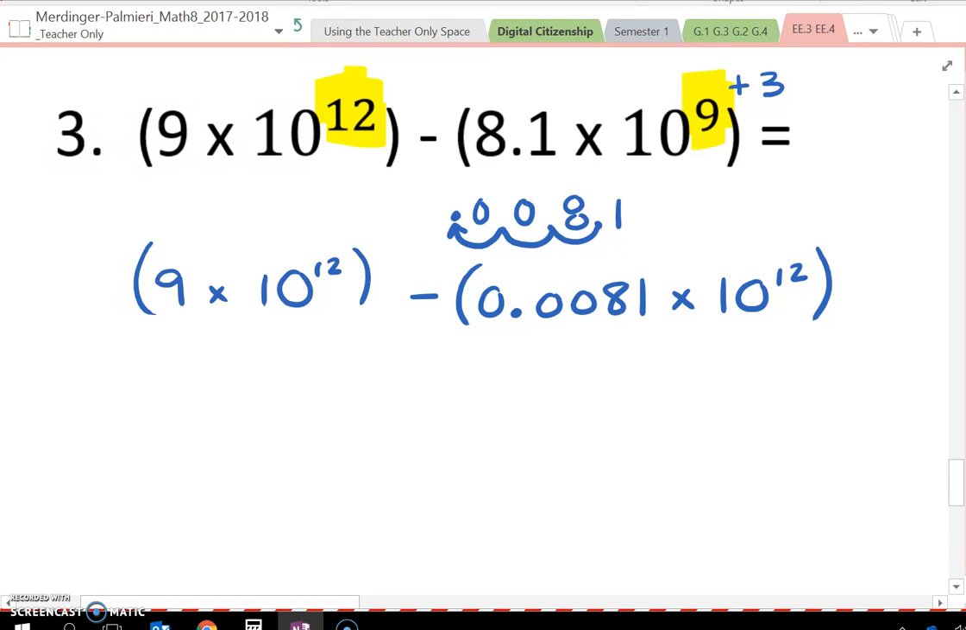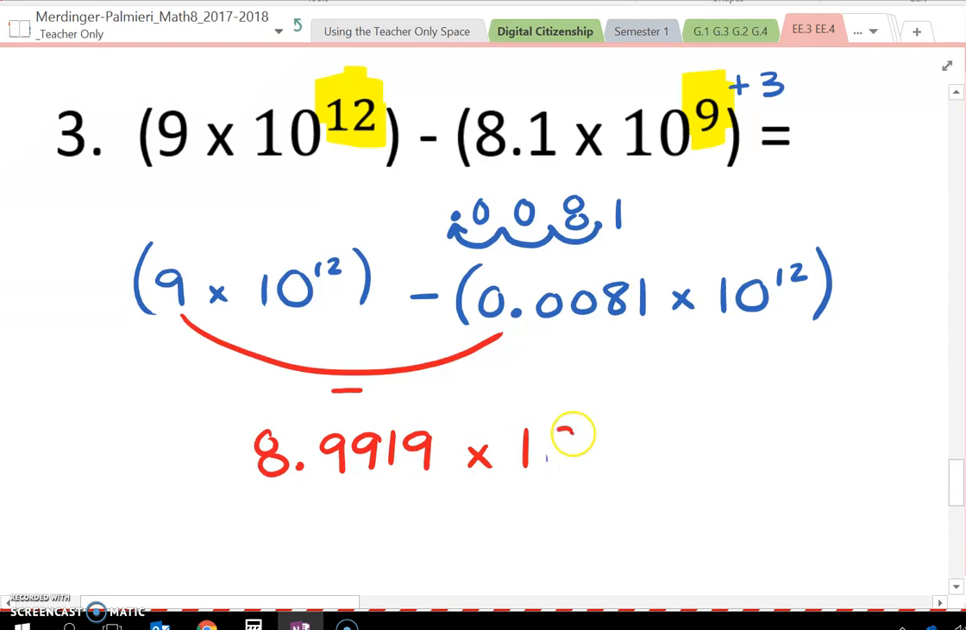Now we are going to subtract our first factor. At this time, go ahead and plug that into your calculator. So you're doing 9 minus 0.0081, and you should get 8.9919. This is times 10 to the 12th power, and this is your final answer.